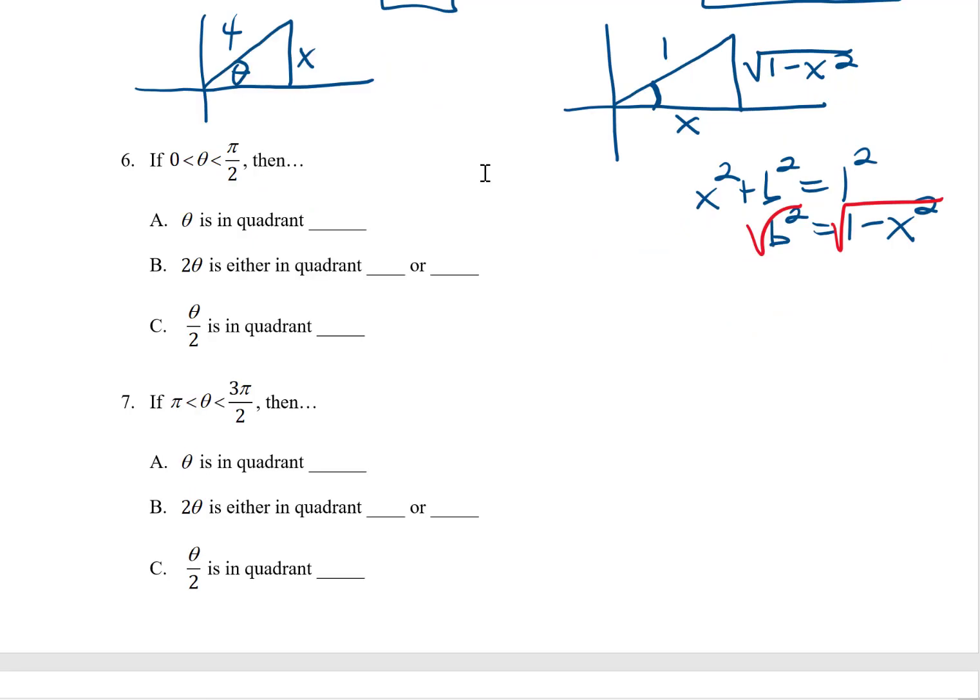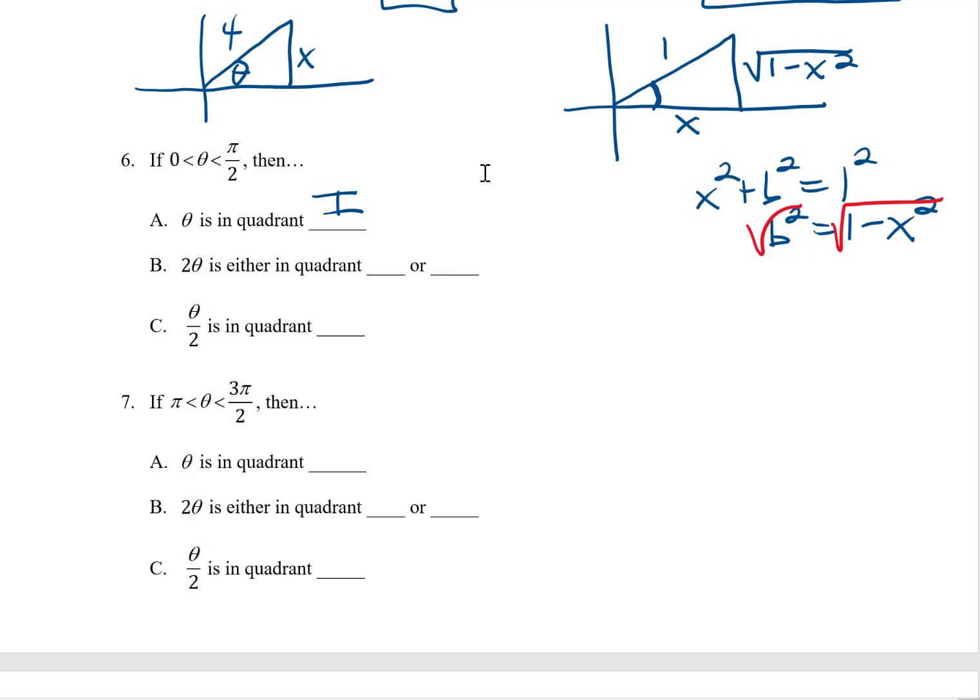Problem number 6. I have angle theta that's between 0 and pi over 2. Well, I know then that theta is in quadrant 1. What could I say about angle 2 theta? In other words, if I double my angle, can I narrow down its location?